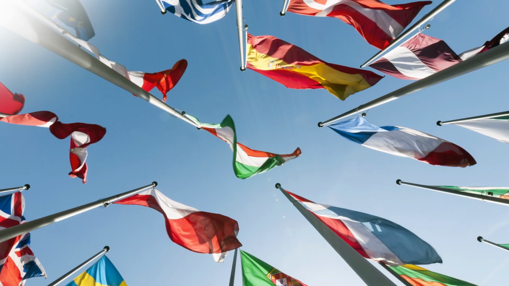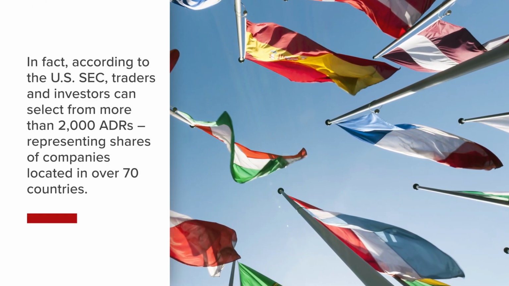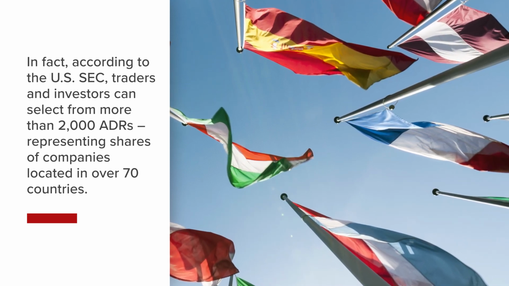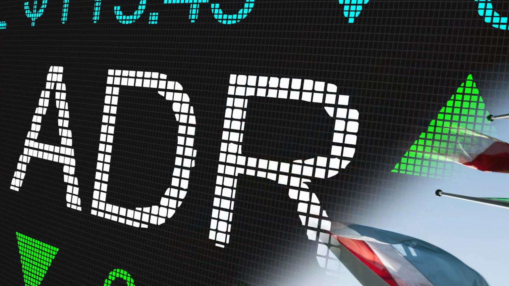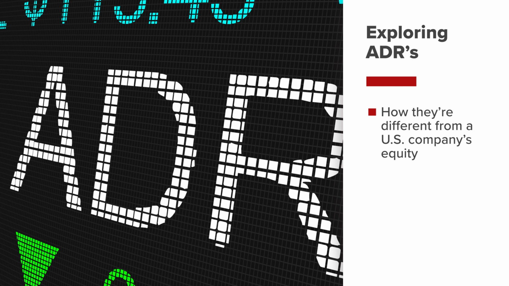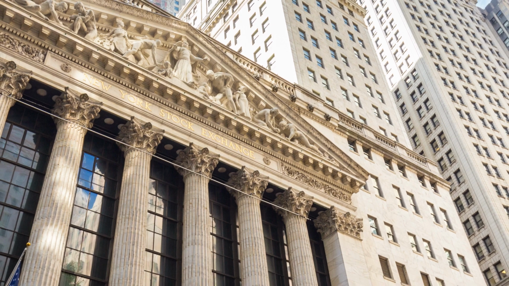In fact, according to the U.S. Securities and Exchange Commission, traders and investors can select from more than 2,000 ADRs, representing shares of companies located in over 70 countries. In this course, we'll explore more about what an ADR is and how they are different from a U.S. company's equity, as well as certain of their characteristics and some of the benefits and risks that market participants may enjoy or encounter when deciding to purchase them. So let's begin by describing in a bit more detail what an ADR is.